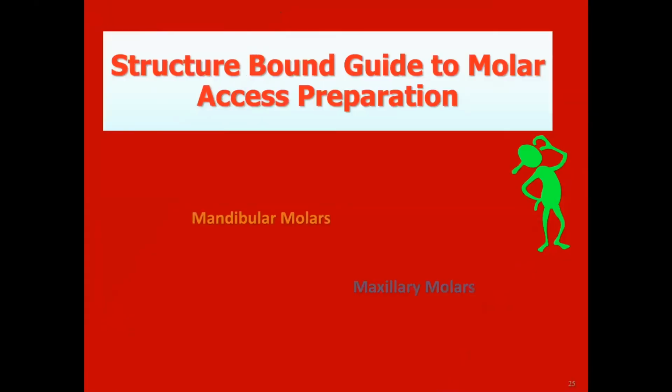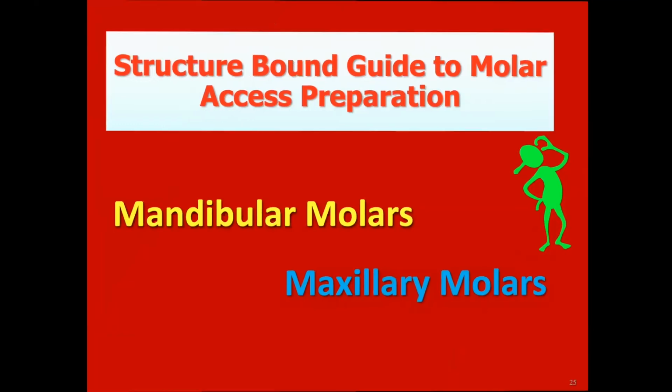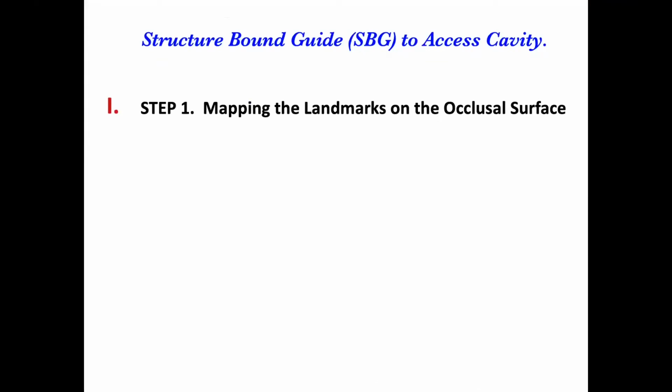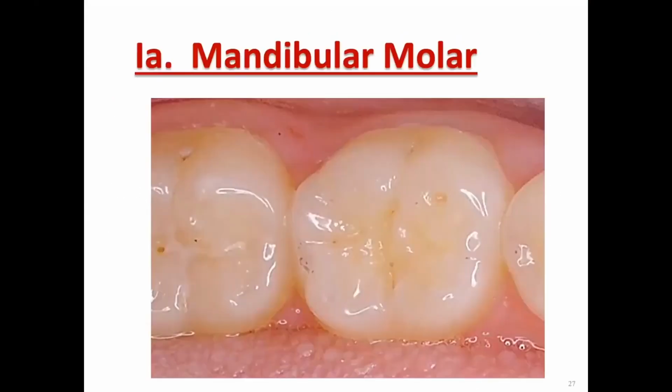So let's get started with the structure bound guide to access cavity preparation in both mandibular molars and maxillary molars. First and foremost, what we are going to do is map the landmarks on the occlusal surface by keeping definitive landmarks. For the mandibular molars, the first point is going to be on the cuspal eminence of the mesiobuccal cusp.